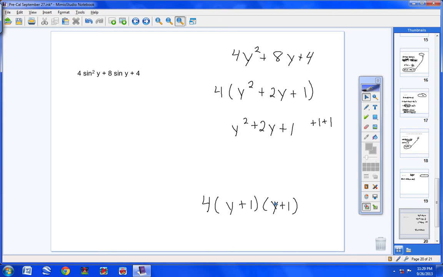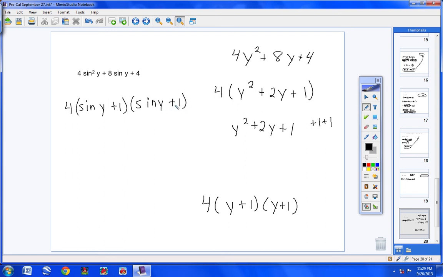Almost. Now don't forget we got to go back and put the word sine in here. So here's your final factorization. Are you ready? 4 parentheses. See this y right here? I'm going to put sine of y plus 1. And then see this y right here? I'm going to put sine of y plus 1.